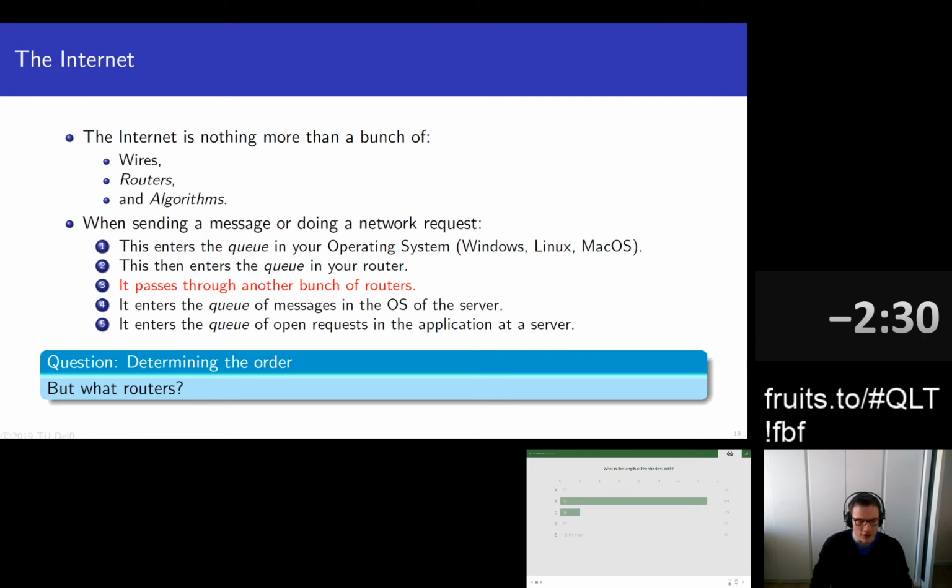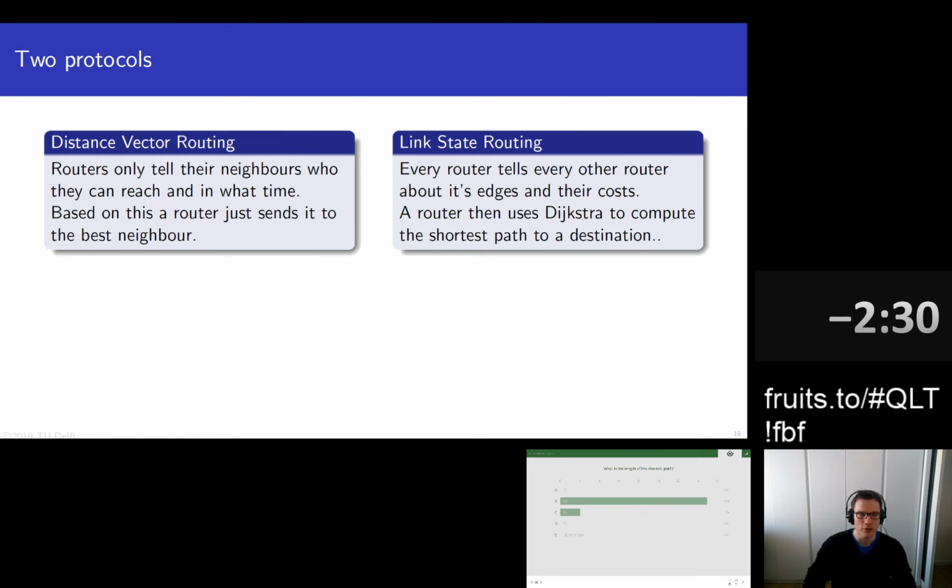But step 3 says it passes through another bunch of routers. Which routers though? How do I actually get my message from my computer to Google's servers? Or in the case of Twitch right now, how do you get a message from your PC to the Twitch server to request in exchange a bit of video? Well, for that, we need to determine some route of routers. And there's two different protocols that the internet uses for this. On the one hand, there's distance vector routing, and on the other hand, there's link state routing. Let me tell you briefly about both.